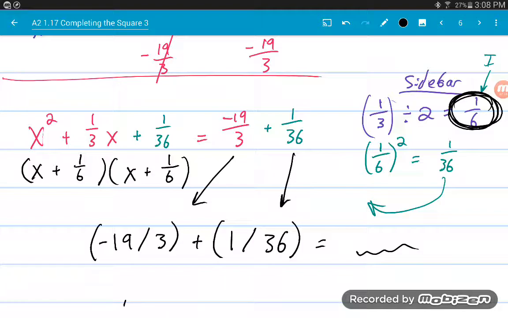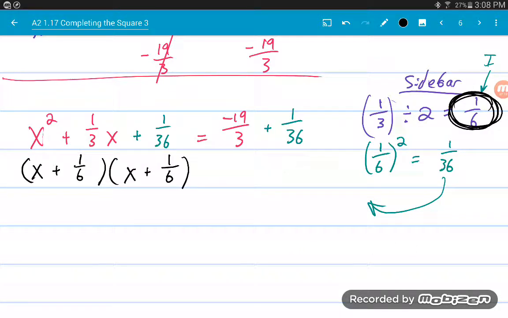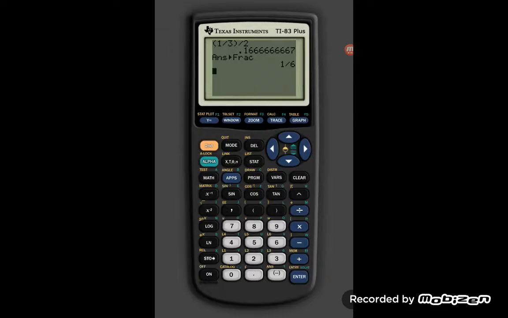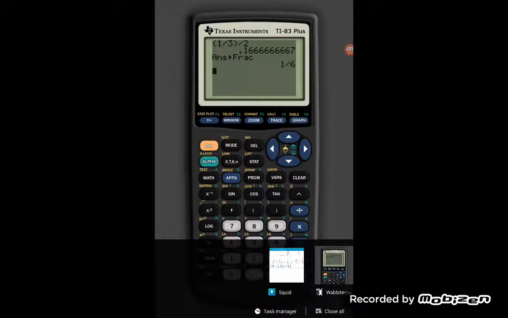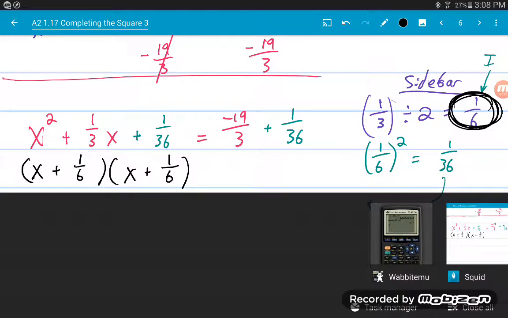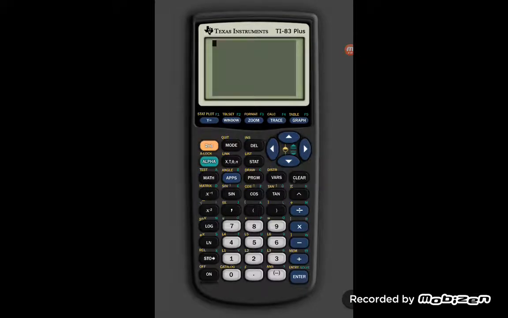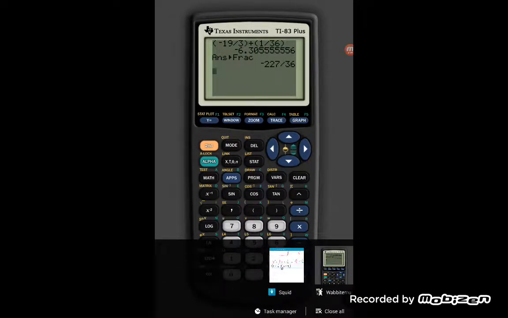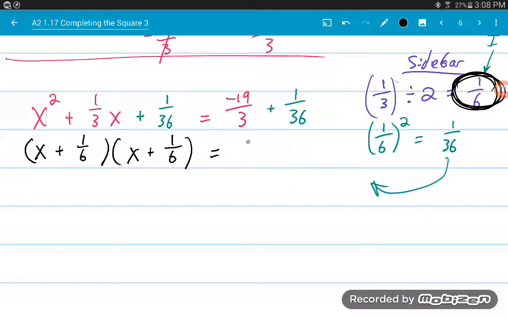So I'm going to really quickly go to my calculator. I need to add -19/3 and 1/36. So -19/3 plus 1/36, and that's going to be equal to some ugly decimal. So I hit math, enter, enter, and what I get is -227/36. This is equal to -227/36.